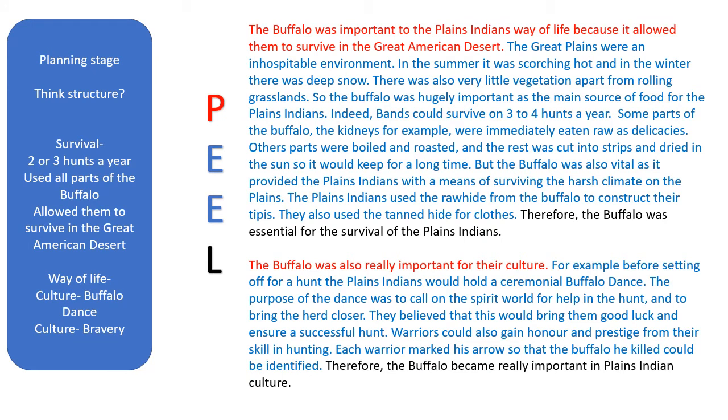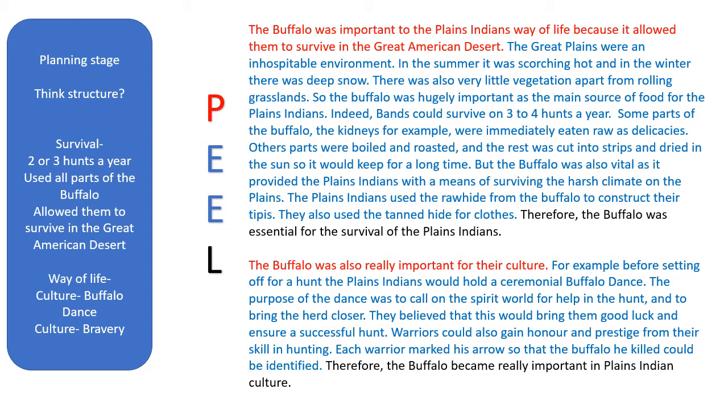Now, we've got a perfect model answer to this question. This would get 8 out of 8 because it does a number of things. First of all, the candidate has done some clear planning and some clear thinking before they've started to write. So they've thought about 2 ways that the buffalo was important to the way of life of the Plains Indians. They've thought about survival and they've thought about the culture.